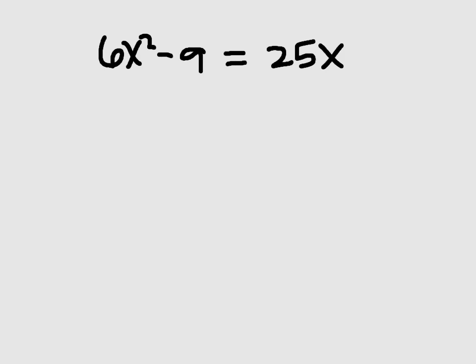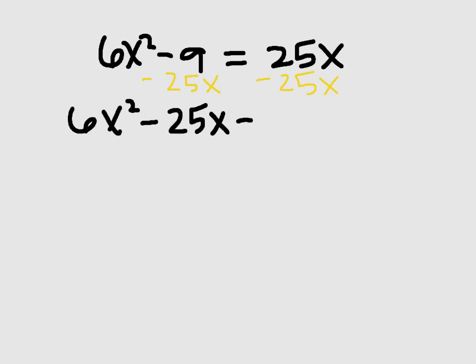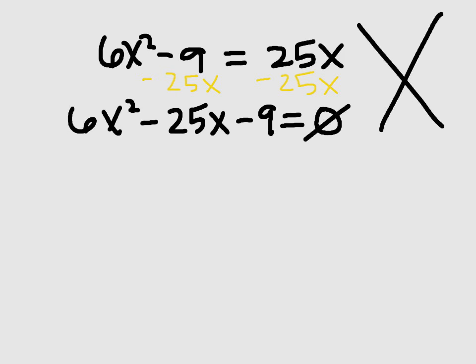So what we'll have to do is minus 25x from both sides. So we're left with 6x squared minus 25x minus 9 equals 0. And now we can start factoring.